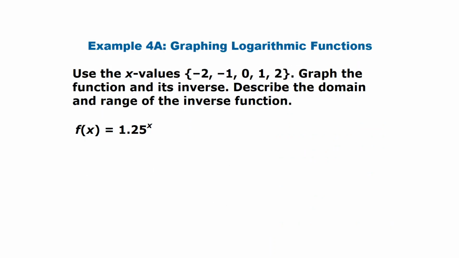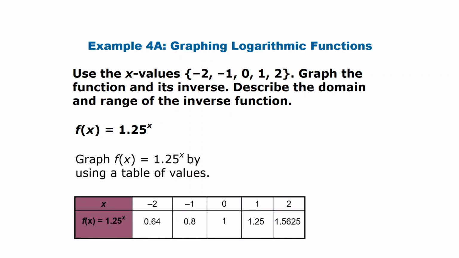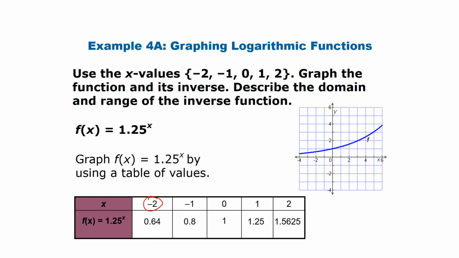All right, in this example, we're asked to use the values for x to be -2, -1, 0, 1, and 2. So we're going to graph this function and its inverse and then describe the domain and range. So on this problem, we can see if we make a table and just fill in with your calculator, when you say 1.25 to the -2 power, you end up with 0.64 and so on, each of those. And so when we graph it, it's going to look like this.